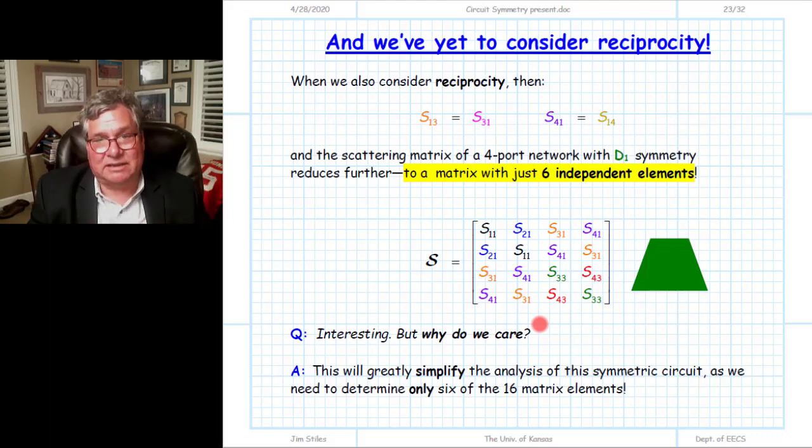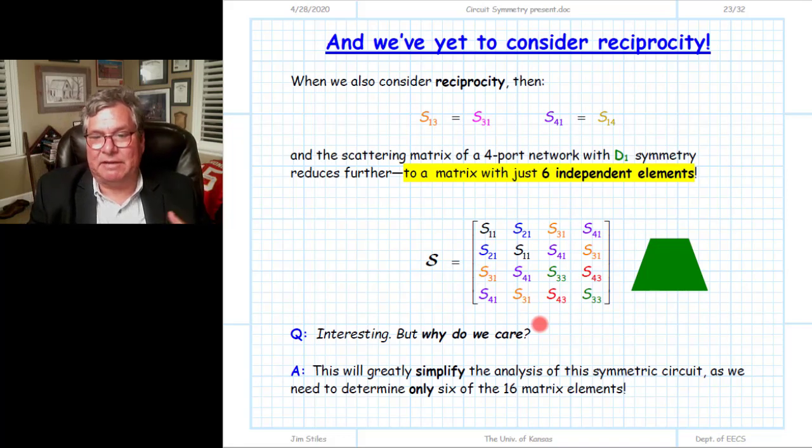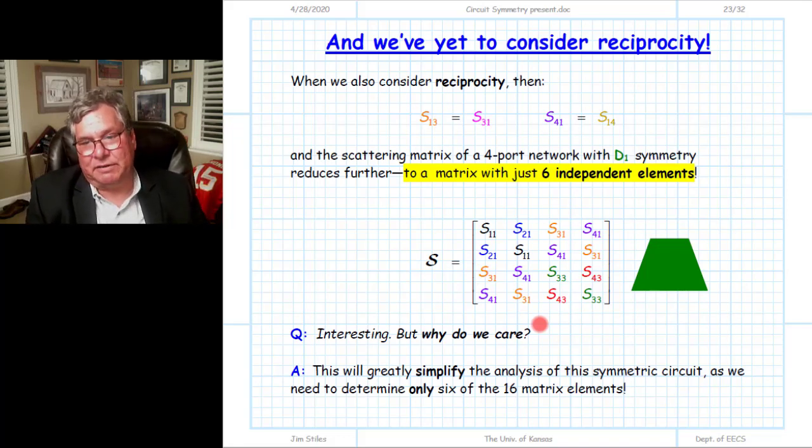So we have a circuit and it has, again, a relatively low level of symmetry, this D1 symmetry, just one plane of reflection symmetry. But instead of having to go through and calculate 16 different elements, it turns out we simply need to determine 6 different scattering parameter values. Likewise, if we're doing impedance or admittance, just 6 parameters. Once we have those 6 parameters, we can fill out the rest of the matrix without doing any more work.